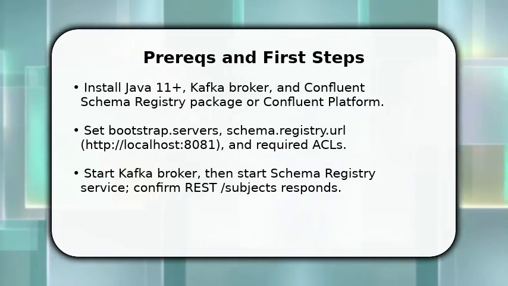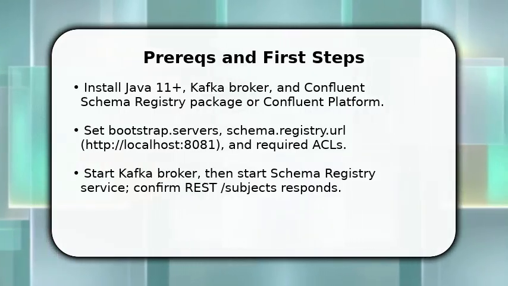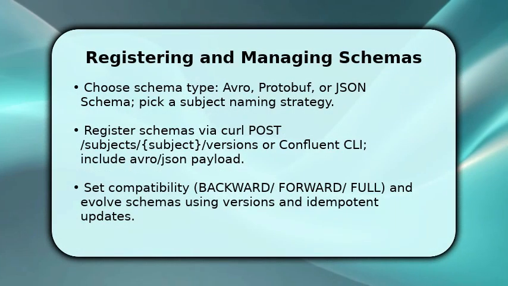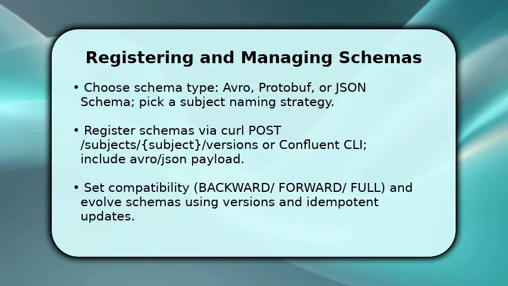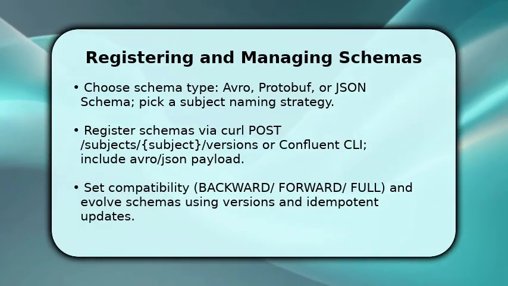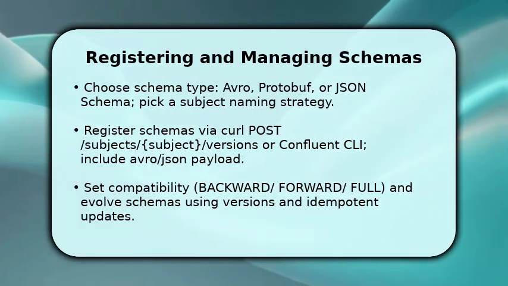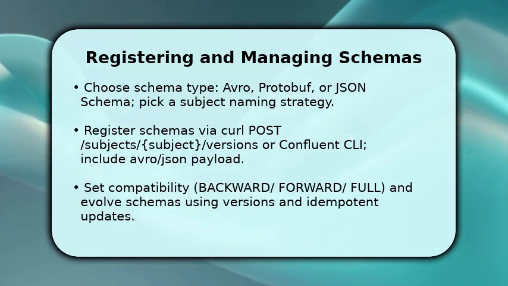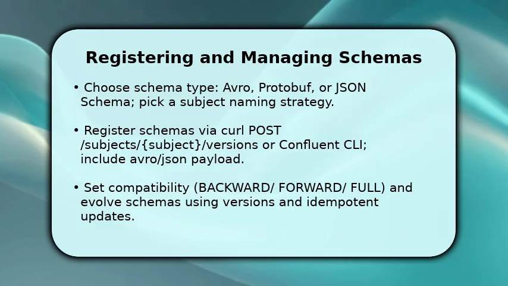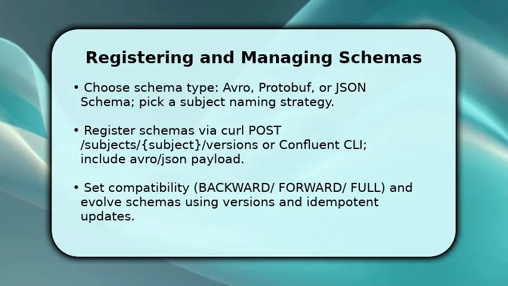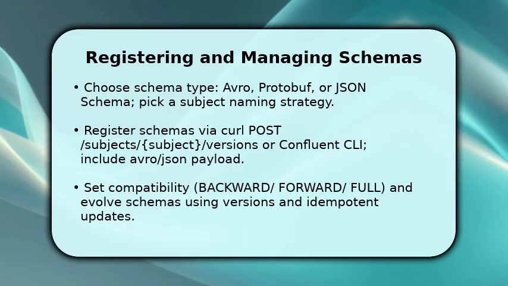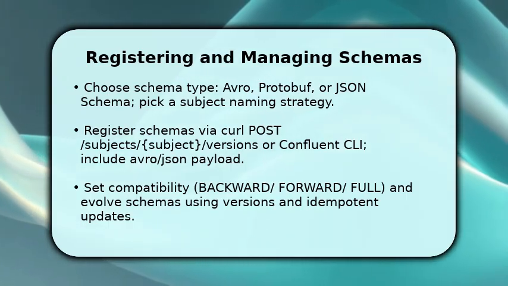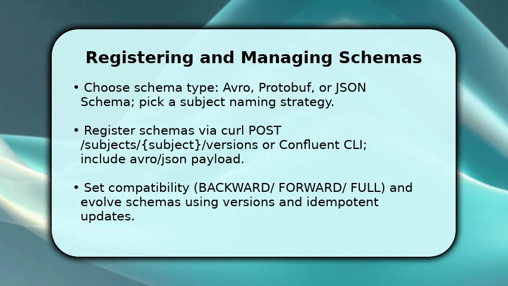Once the registry is available, you register a schema by posting the schema JSON to /subjects/{subject}/versions. Choose Avro, Protobuf, or JSON Schema and a subject naming strategy that matches your topic and key conventions. This controls how versions map to topics. Make sure to set a compatibility level, backward, forward, or full, so producers and consumers can safely evolve schemas. Use the Registry API or Confluent CLI for idempotent updates.